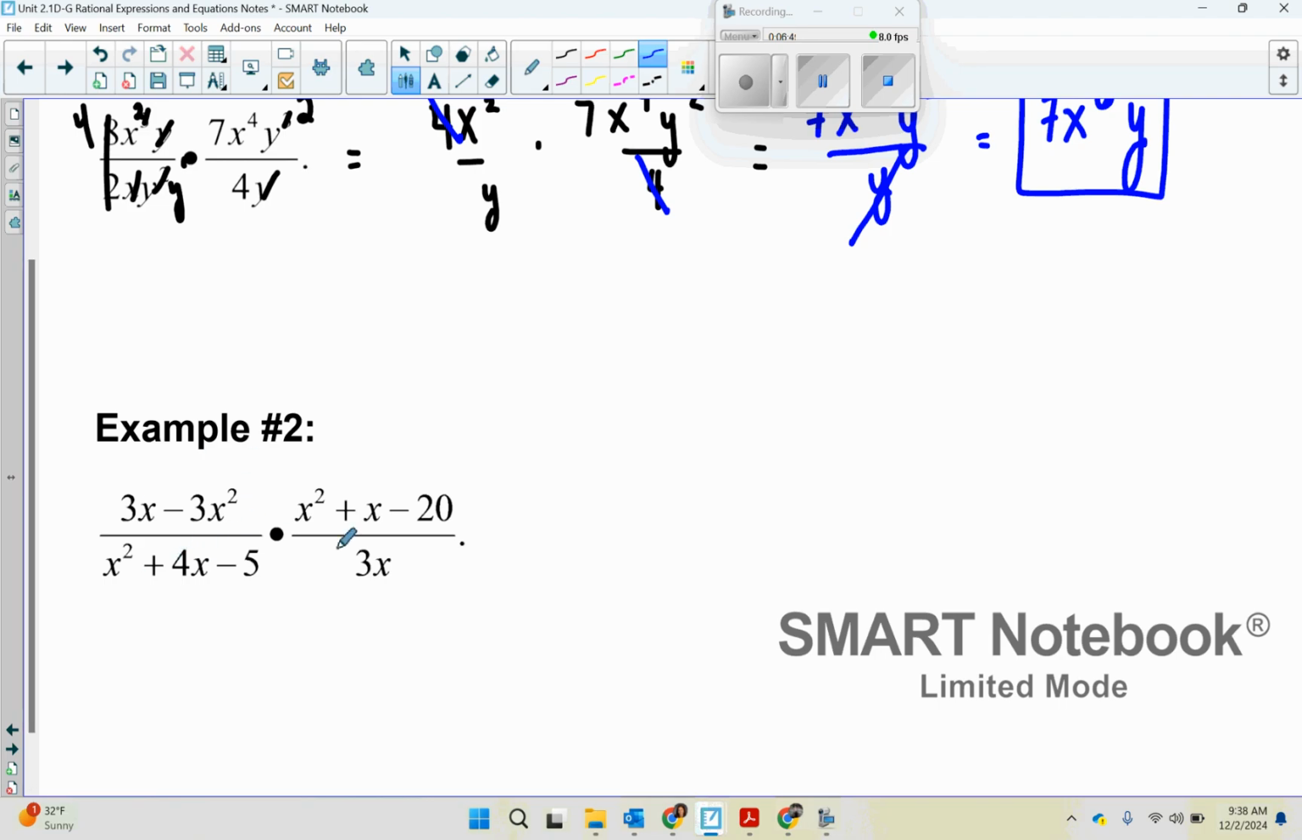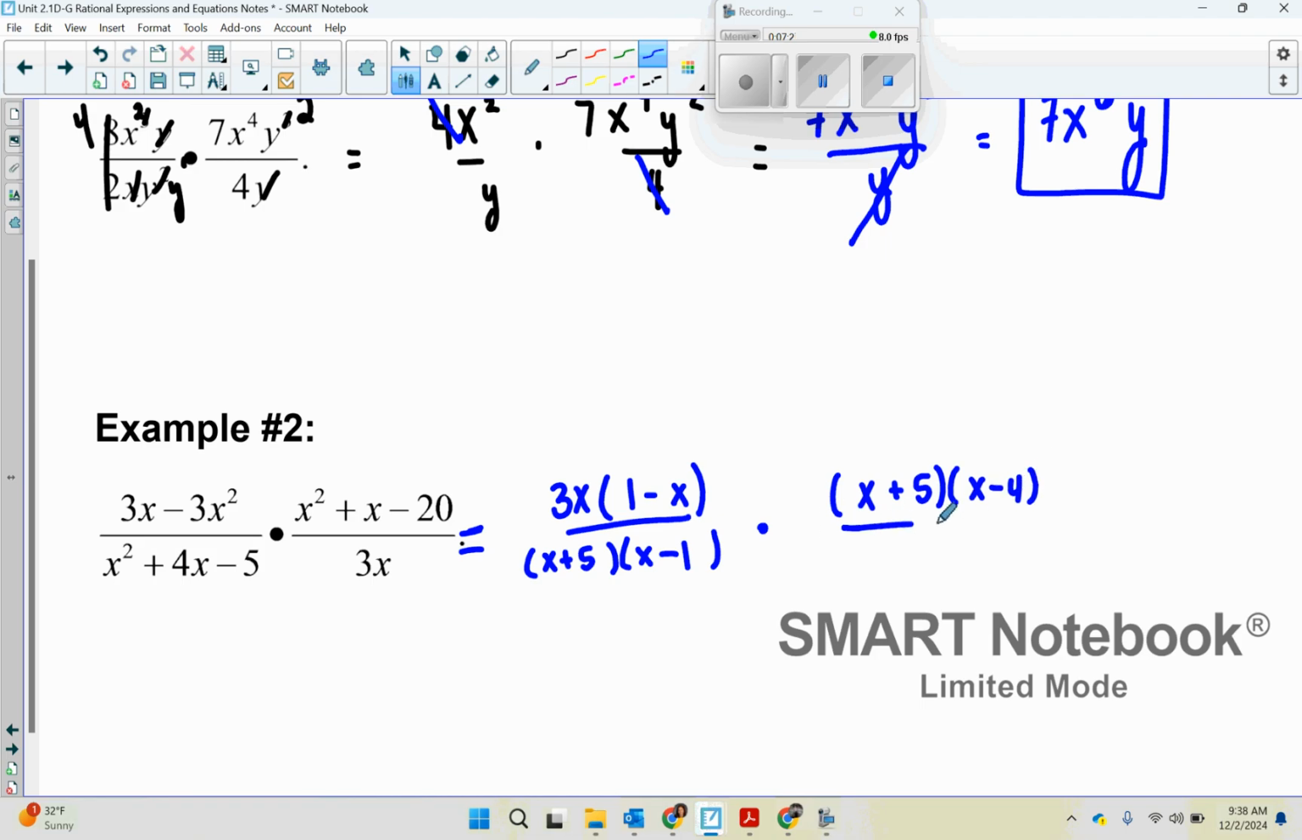Next, first things first, remember, factor first and cancel what you can before you multiply and make it bigger. So here I can factor out a 3x. I'm left with, in this case, 1 minus x. Okay, if I factor out a 3x here and here, over, in the denominator, this factors into x plus 5 and x minus 1. Okay, so that's what I'm starting with there. And then I have times, this factors into factors of negative 20 and 4, so the x plus 5 and x minus 4. And then I'll have 3x in the denominator.